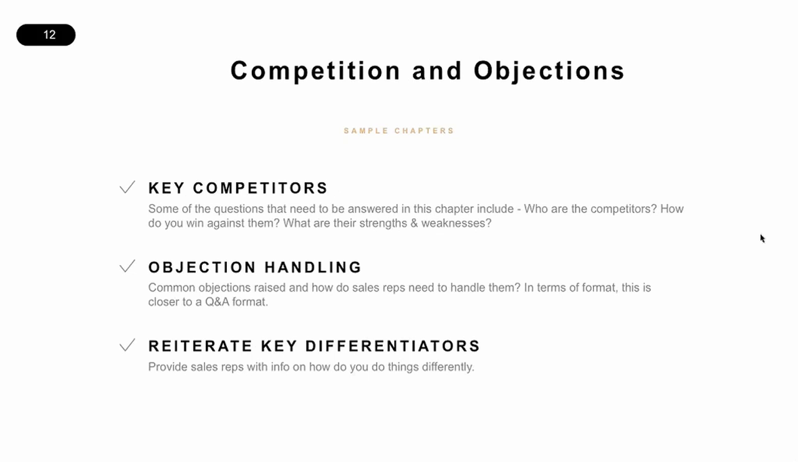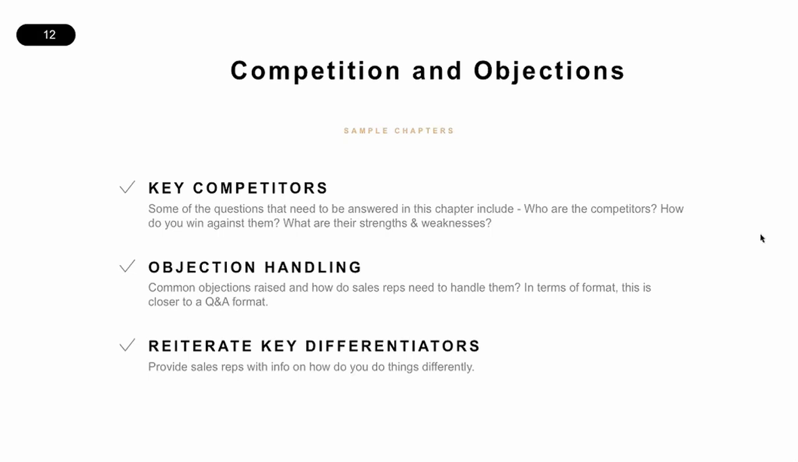Moving on to competition and objections. Identifying all your key competitors, and trying to have some sort of a SWOT analysis, or some sort of a strength and weakness analysis against your competitors, will always help your sales teams understand your product better, your positioning better.